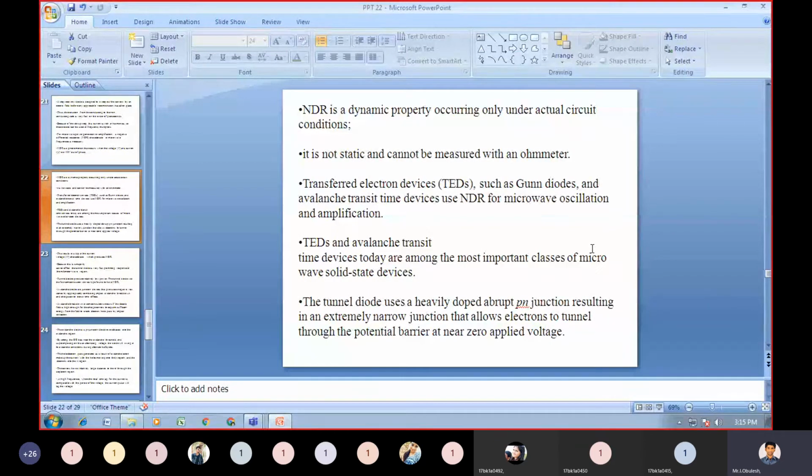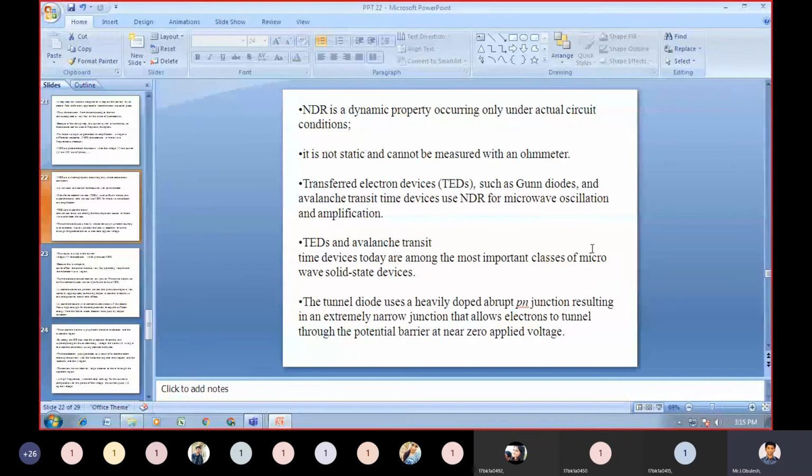So the NDR is a dynamic property occurring only under actual circuit conditions. What do the actual conditions mean? It is not static and cannot be measured with an ohmmeter.